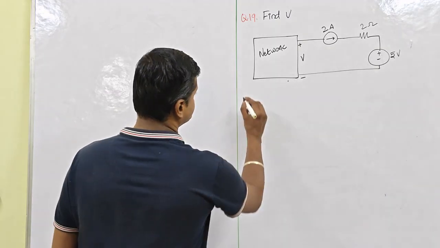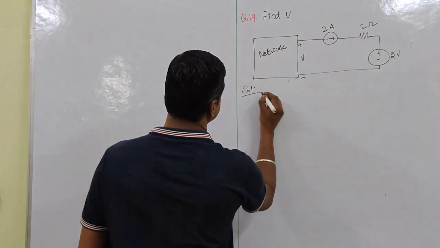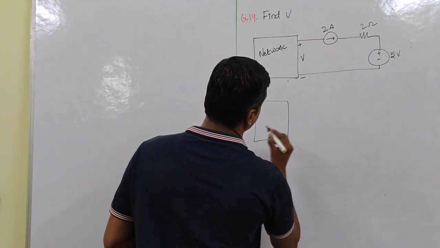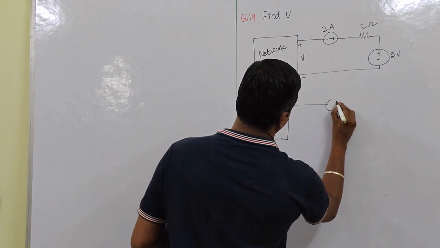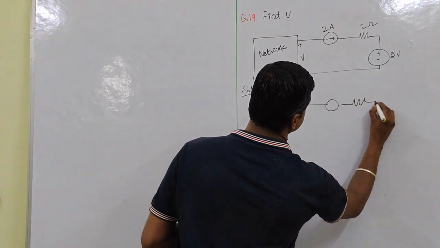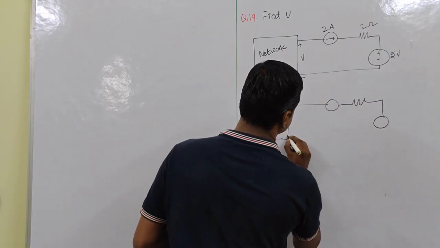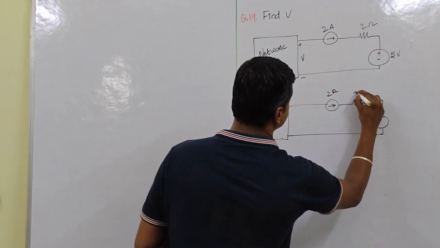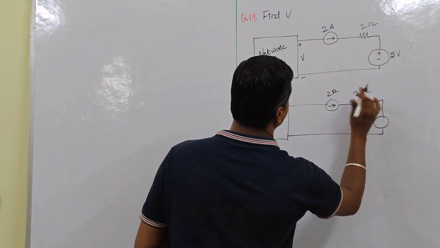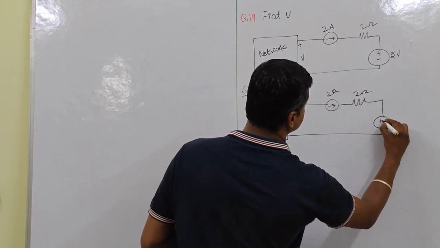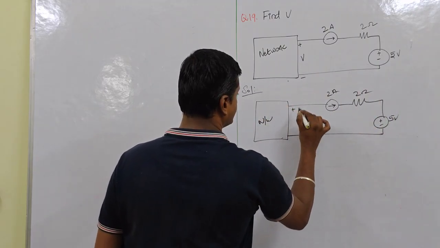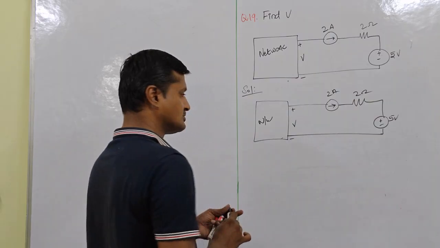For the solution, we have a network, and we have a current source and a voltage source. Here 2 amps, here 2 amps, 2 ohm, and this is plus minus 5 volts in the network, and we have to find the voltage across this network.